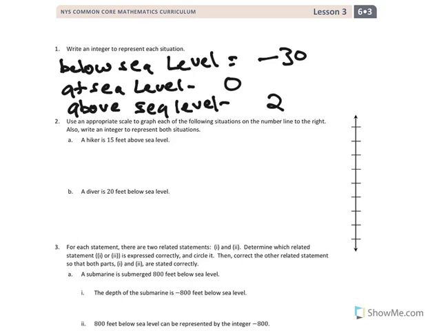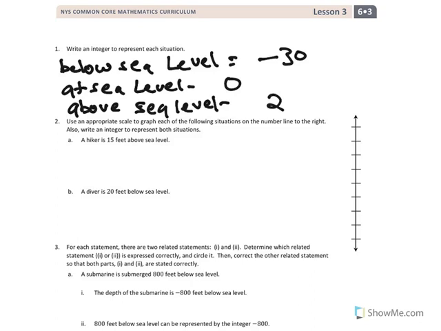Okay, so moving on. Use an appropriate scale to graph each of the following situations on the number line to the right. Also, write an integer to represent both situations. So the appropriate scale means that when we're looking at this blank number line here, we have to determine where we want to put our zero and where our other numbers are going to be. And so how many increments would each line be?